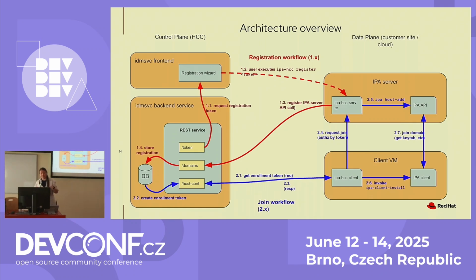The second workflow that is presented with the blue lines in the slide is the join workflow. Basically, you have your image that you want to deploy somewhere. In our case, it's going to be in a cloud platform, such as AWS.